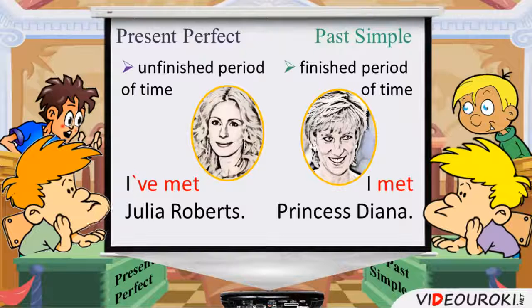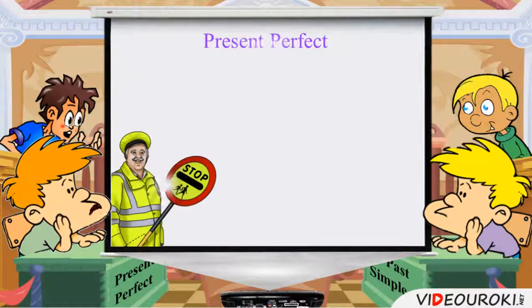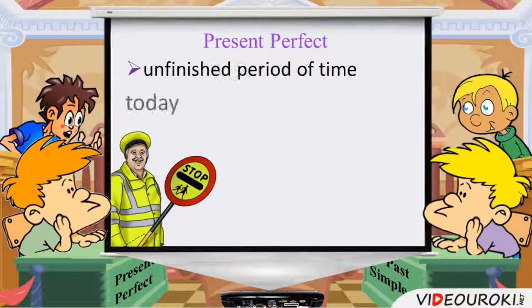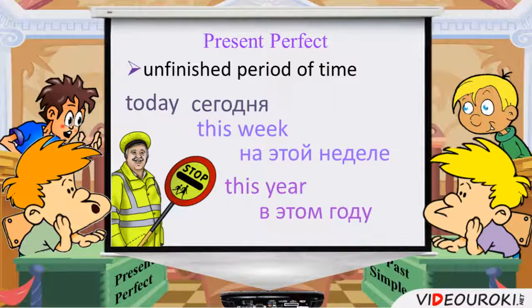That's why the words which describe an unfinished time period may be called signals of the present perfect tense. Look. Today, the day is not finished yet. This week. This year.